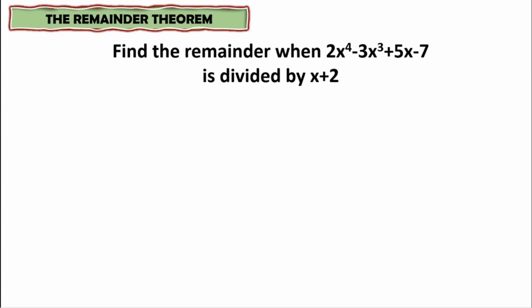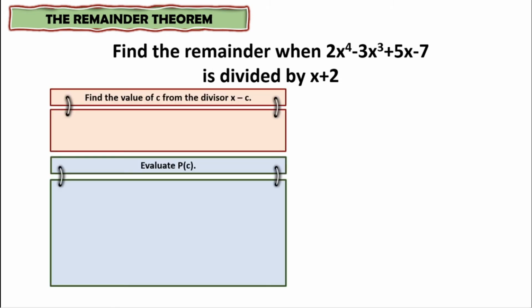Next example, find the remainder when 2x raised to 4 minus 3x cubed plus 5x minus 7 is divided by x plus 2. First is find the value of c, in which the divisor is x plus 2 and we need to equate that to 0. If x plus 2 is equal to 0, then x is equal to negative 2. The value of c is equal to negative 2.